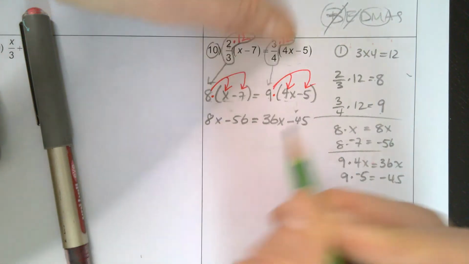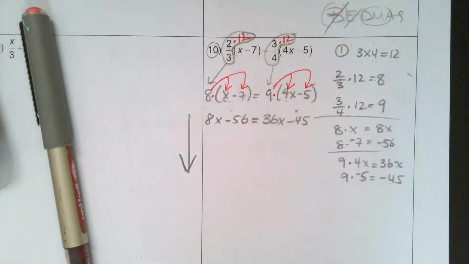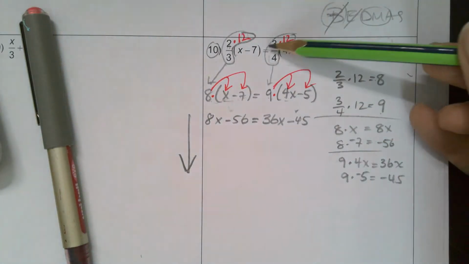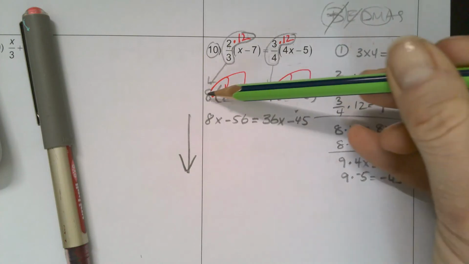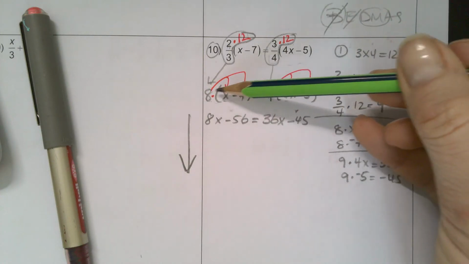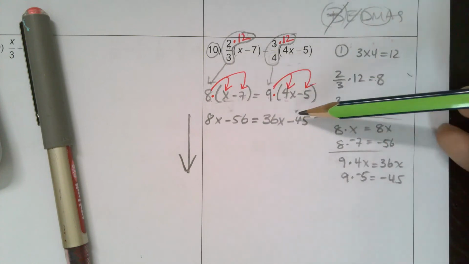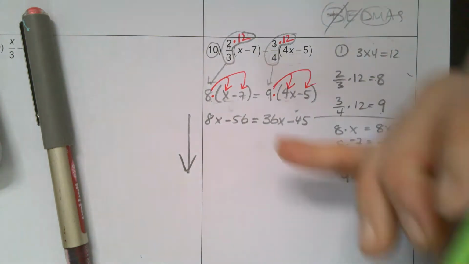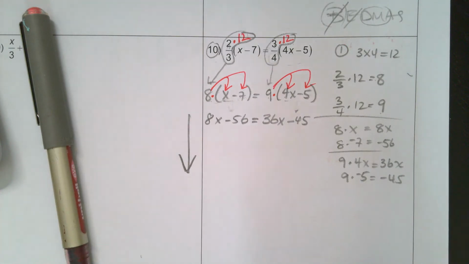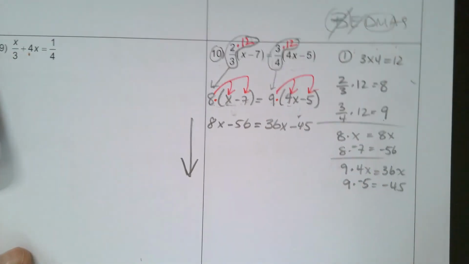And now you can just solve it like normal, because we got rid of the fractions. We simplified this by distributing out this number that's in front of the brackets. And now it's just a normal looking equation, and now you can start to solve it just like we did before. Okay, let's look at some more questions.